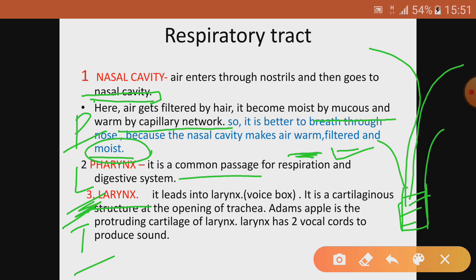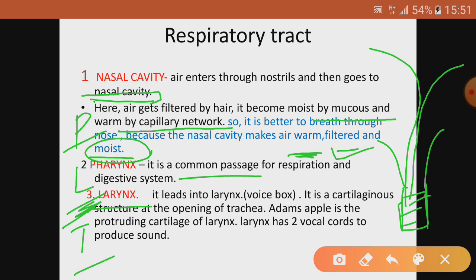Adam's apple, which we see in boys especially going through their adolescence phase, is nothing but the protruding cartilage of the larynx. Protruding means which comes out. You must have seen in boys going through adolescence that the cartilage near their neck region comes out. It is quite visible there. So that is Adam's apple, the cartilage which comes out of the larynx. It is kind of an indication of the puberty attained.